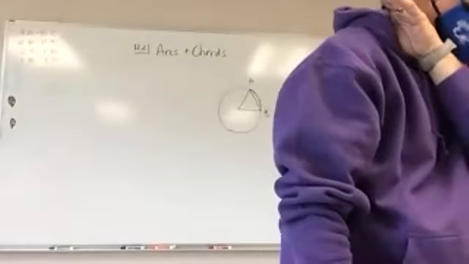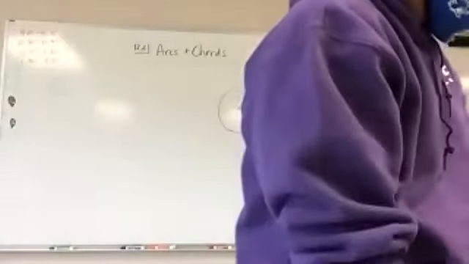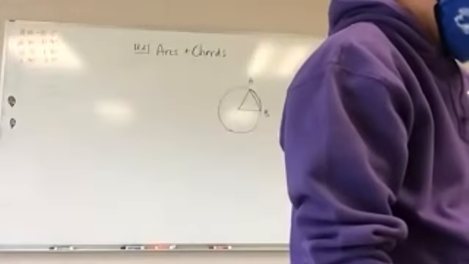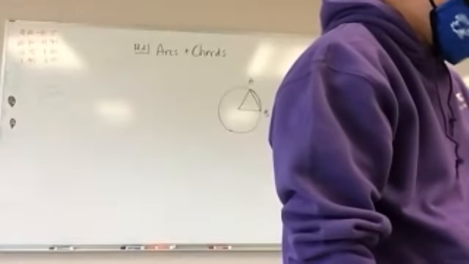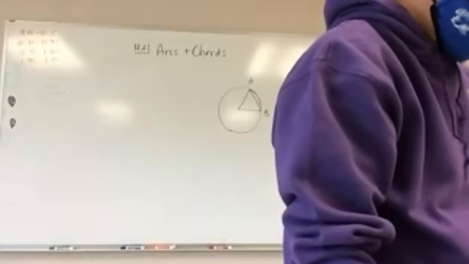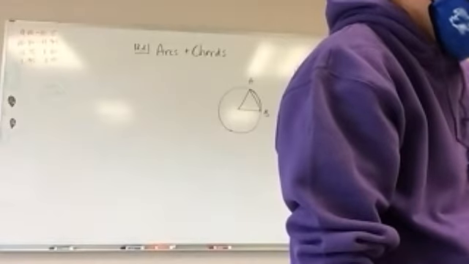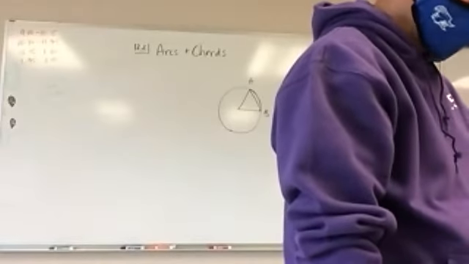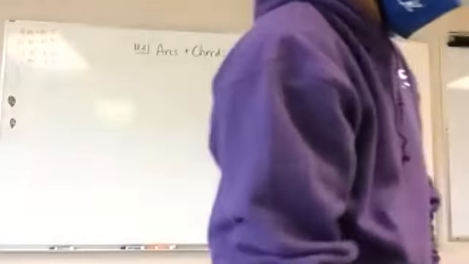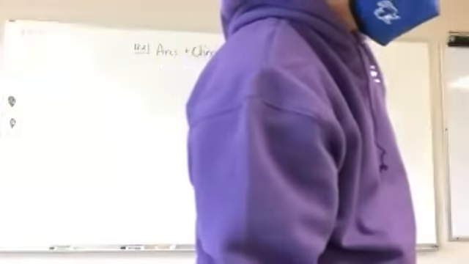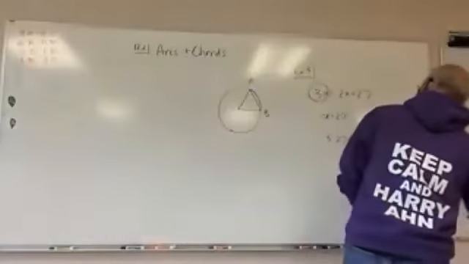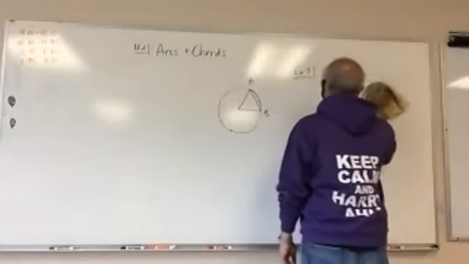B. Circles B and E are congruent, and AC and DF are congruent. Find the angle measure of DEF. Since the arcs are congruent, that means that the central angles, 5y plus 5 and 7y minus 43, are going to be the same, right? We'll just set those equal to each other.